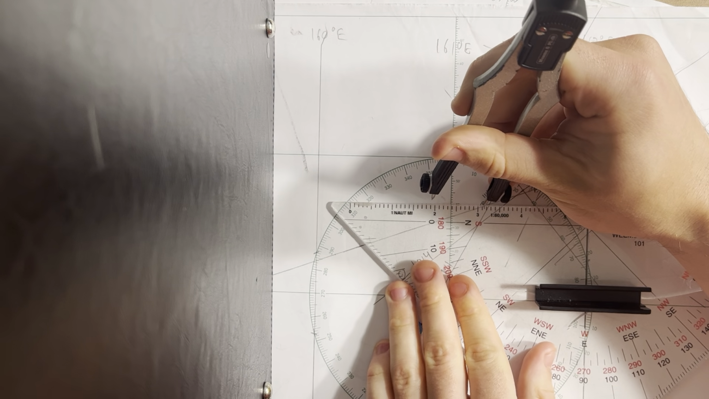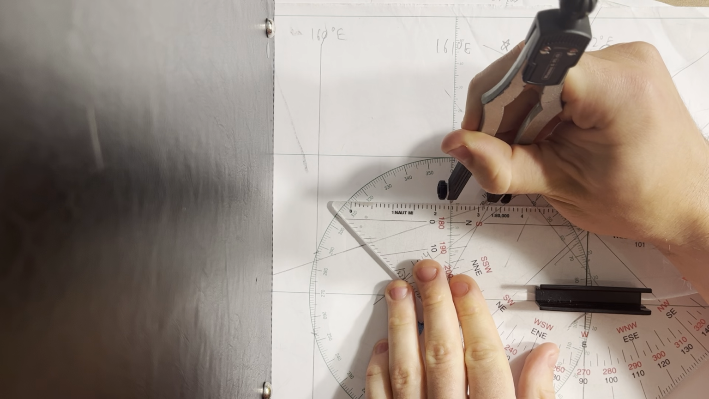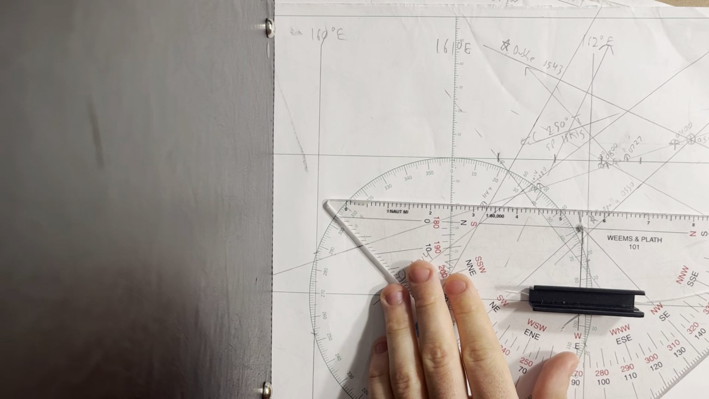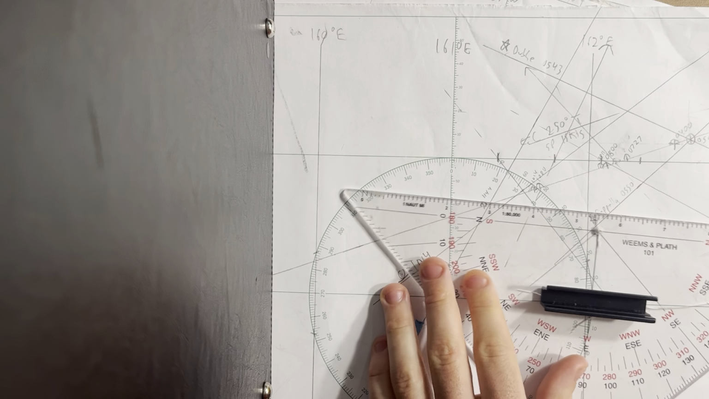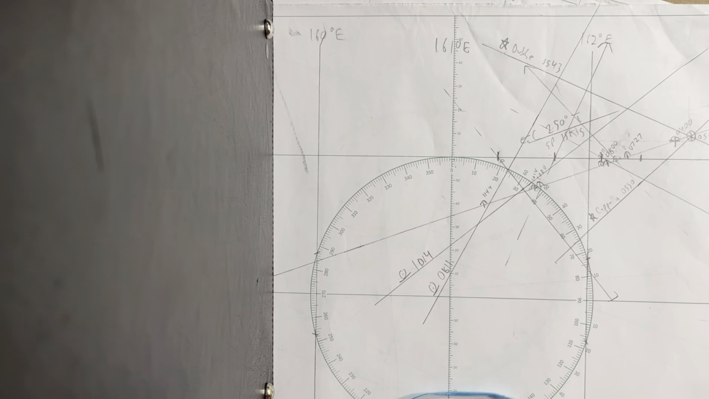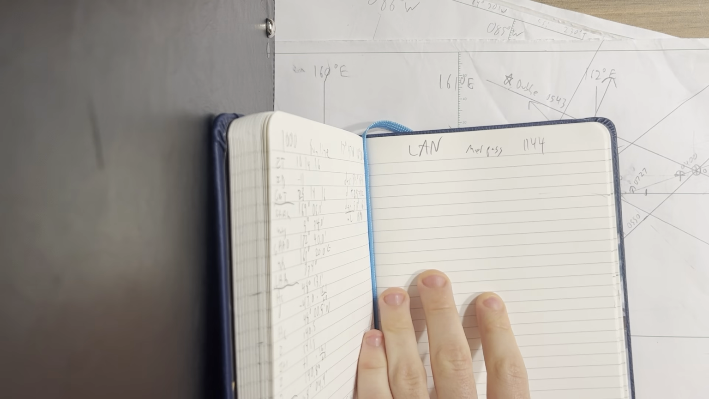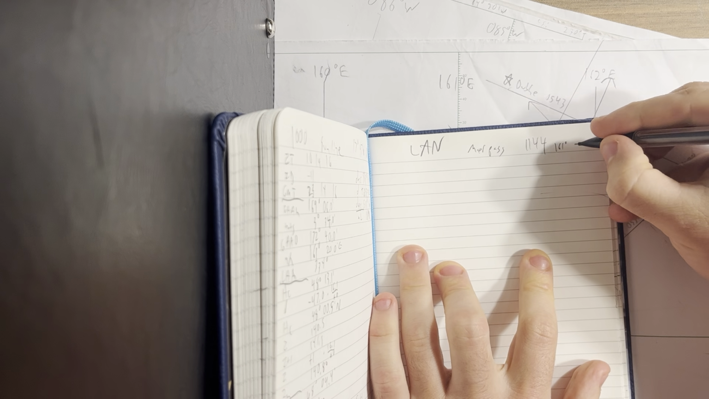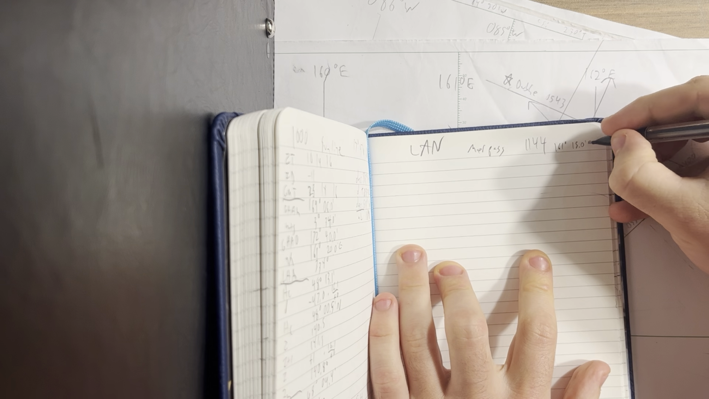So we're just going to find what our longitude is at 11:44 based on our DR position. And you're going to see we got what appears to be 161 degrees, 15 minutes. So we're going to write here 161 degrees, 15.0 minutes east.